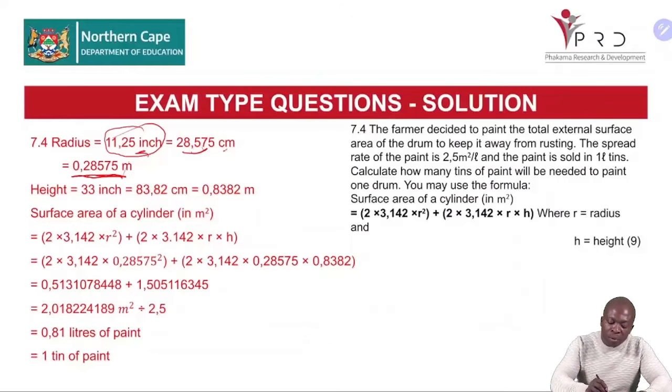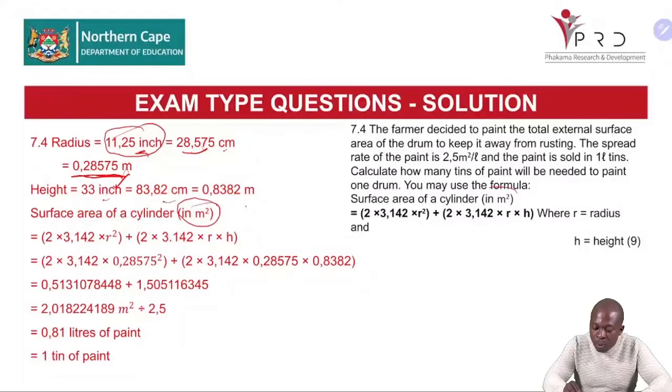All right. So now the next one is to take the height, convert it from inches to centimeters to meters. Now that you have all your values, because the examiner wants the answer in meters squared, that's why we are doing so much conversion. What we do now is to substitute in the formula which the examiner gave to us. So we take each value, place them there.